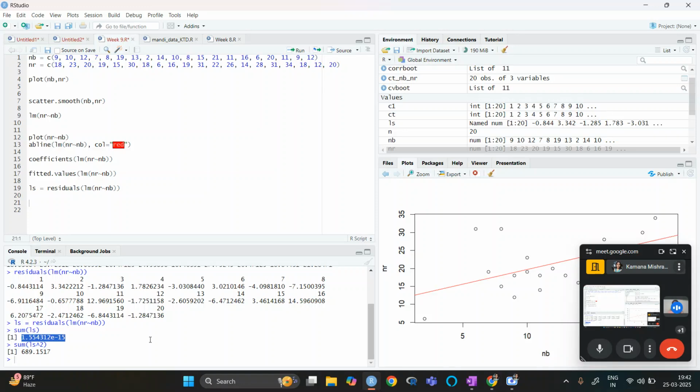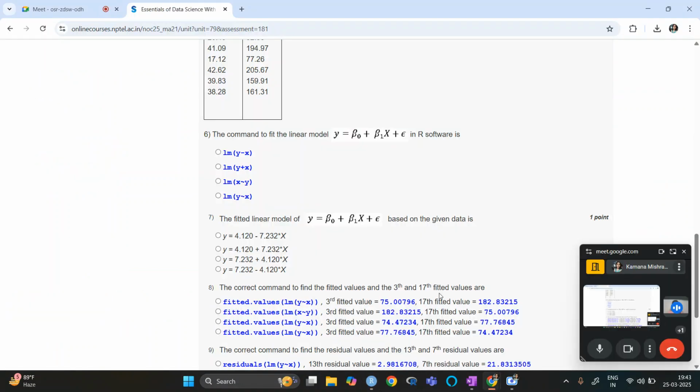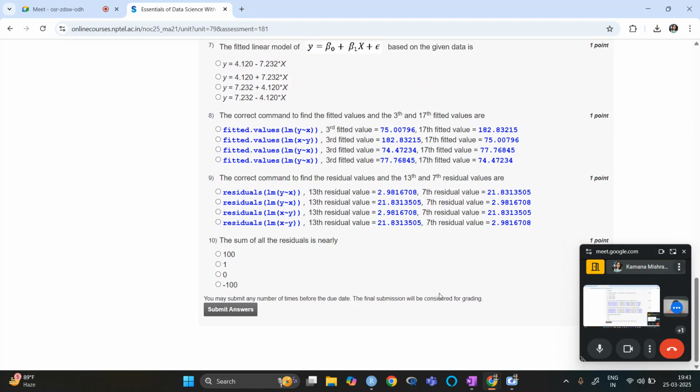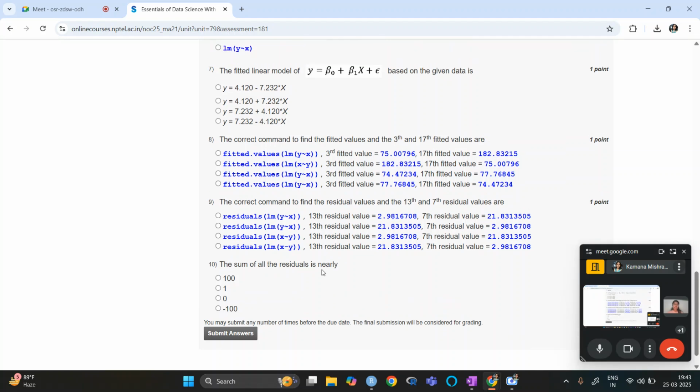Yes, the sum of residuals is small, but the sum of squared residuals is slightly greater. In this case, when I found the sum of the residuals using R, I found it somewhere around minus 0.00. So its square will be near to zero. Yes, it will be near to zero.